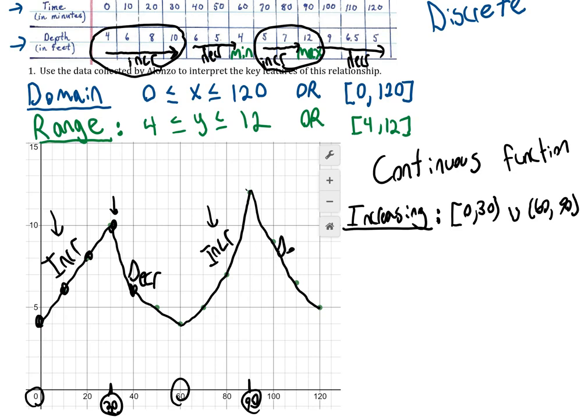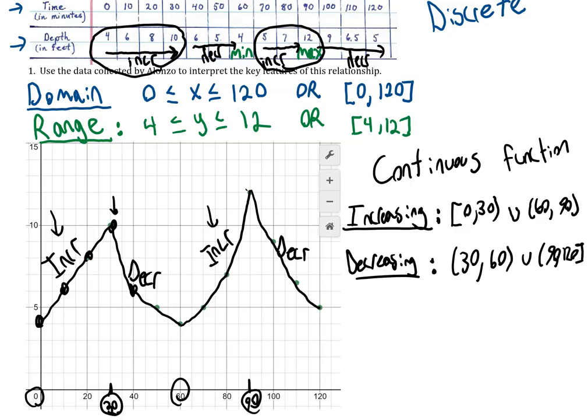Then the decreasing, we saw those two sections. So similarly, we're going to write two intervals for decreasing. That's going to be from 30 to 60. Notice that's the place in between the two increasing intervals, where one ended and the other started. And then from 90 to 120. We can assume that it's continuing to decrease at 120 if he had continued to collect data. So that takes care of increasing and decreasing.